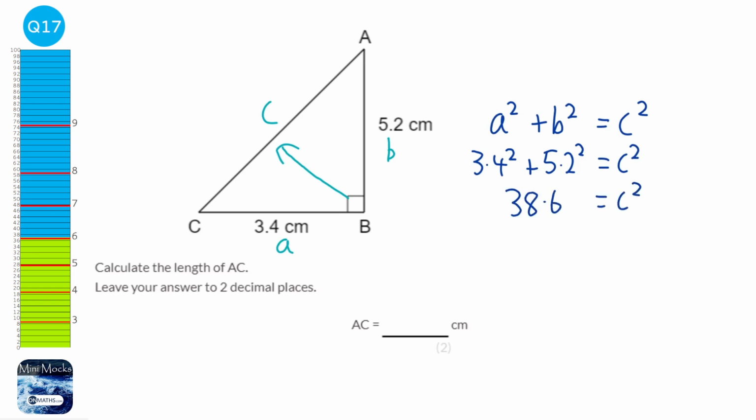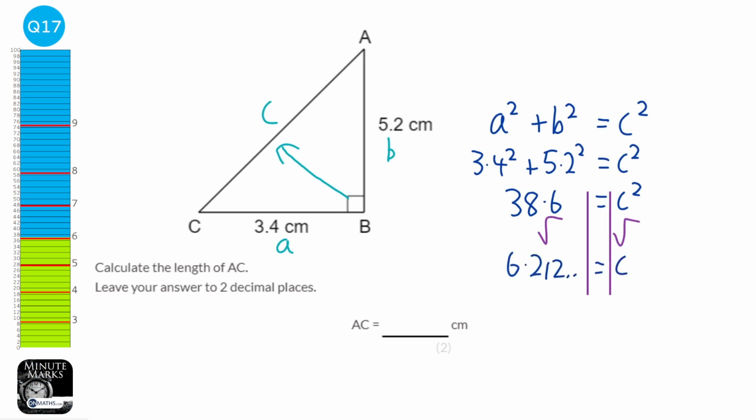And we need to solve to find out what C is. And to do that, what we do is we just square root both sides. So square root of 38.6 is 6.212 and so on. And C squared, the square root of that is C. So to 2 decimal places, it's going to be 6.21.